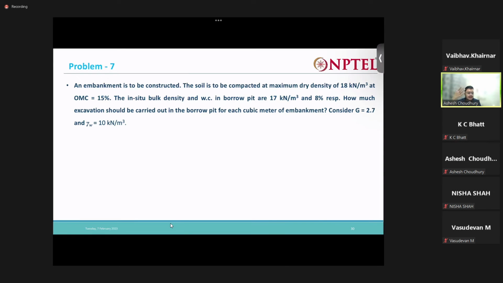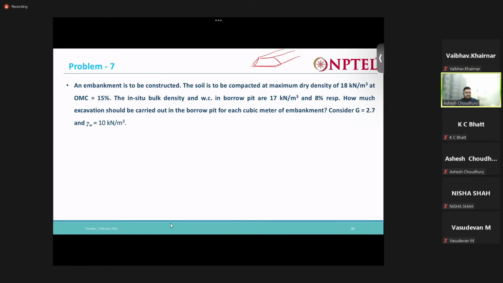So now in the practical field, a problem can be there where you need to build an embankment. Okay, you need to build a soil embankment like this. It's very long, right? So how will you build an embankment? We need to carry some soil from a different location and then compact it and put it so that you can build that embankment, right?